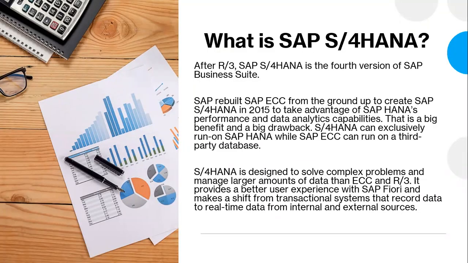So we've talked about HANA. We've seen that HANA is the database where the business suites lie. Now, what is S4HANA? Because HANA is different from S4. Okay, so just as we had R3, we had ECC, S4HANA is the fourth version of the SAP business suite.